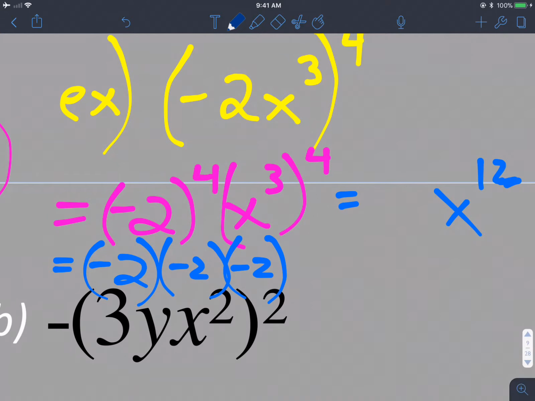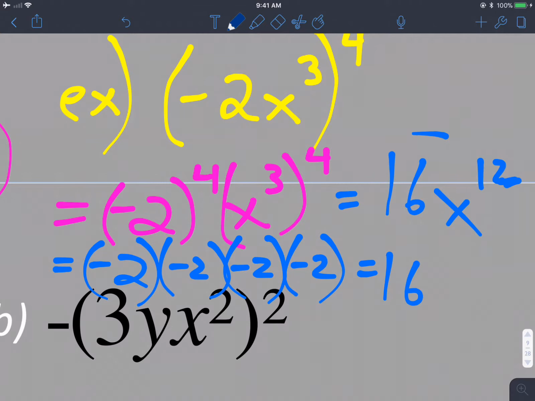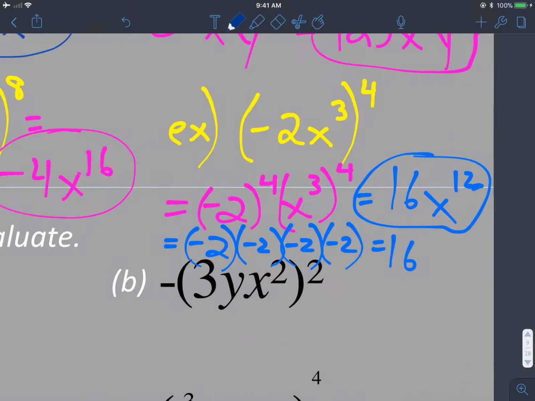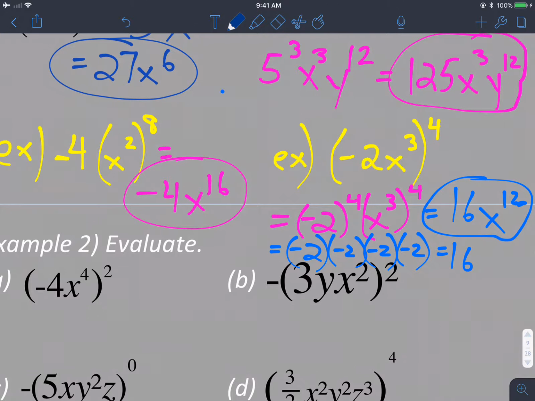The trick of it is whether it's positive or negative. So if I multiplied all those together, it would end up being a positive 16. So that whole thing is positive 16x to the 12th. All right, any questions?